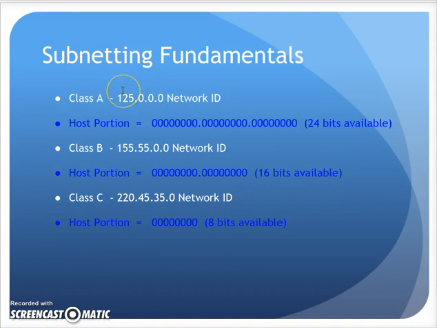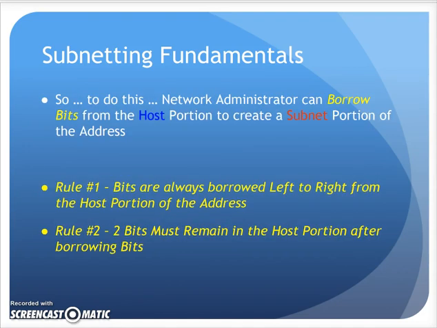Okay, so with a Class A address, I have 24 bits to work with. I could borrow up to 22. Class B, I have 16 bits to work with. I could borrow up to 14. And a Class C address, I have 8 bits available. I could borrow up to 6 if I need to. Okay, that's what that allows me to do.